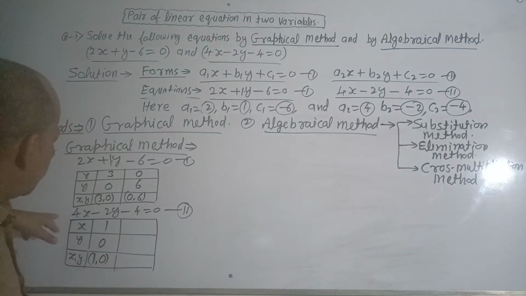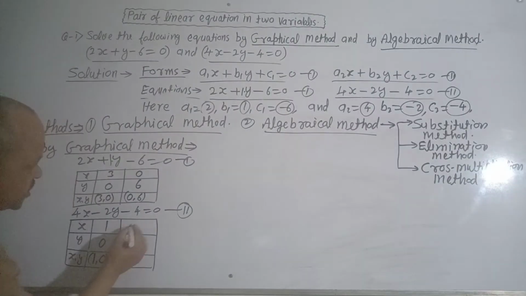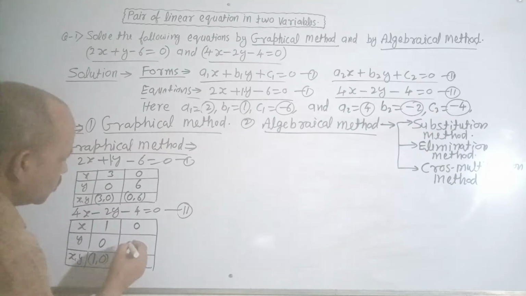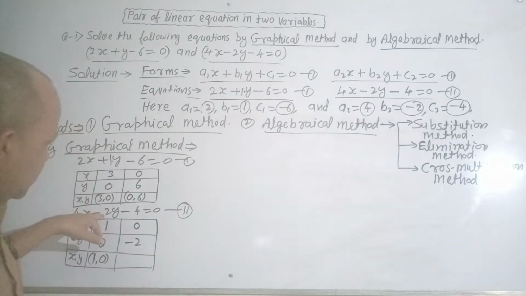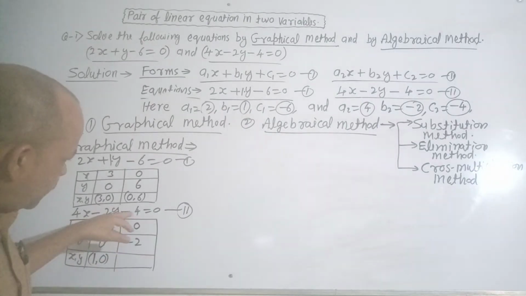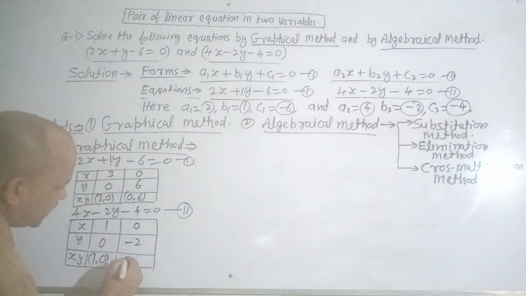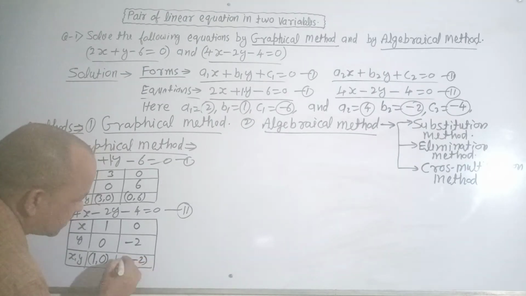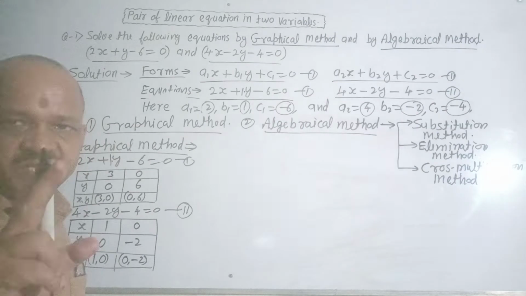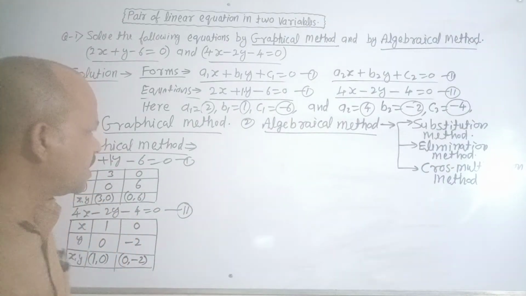Next, you put the value of x as 0, and here you put y as minus 2. Minus 2 multiplied by minus 2 becomes plus 4. Plus 4 minus 4 equal to 0. It means your coordinate is (0, -2). You find two solutions of each equation. Now plot them on the Cartesian plane.